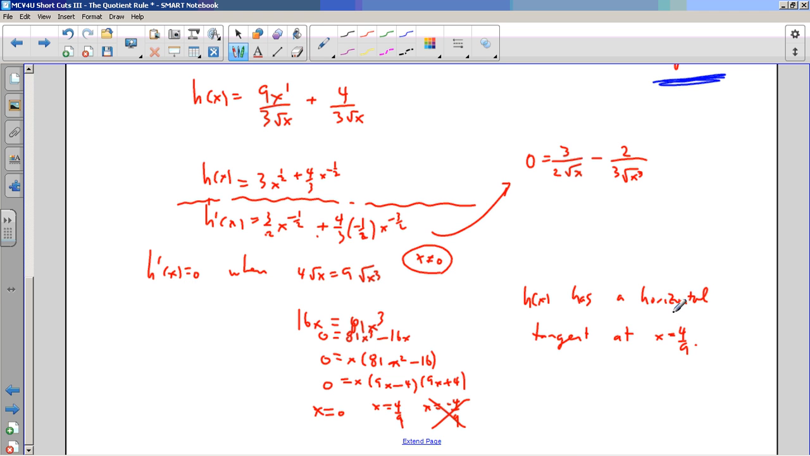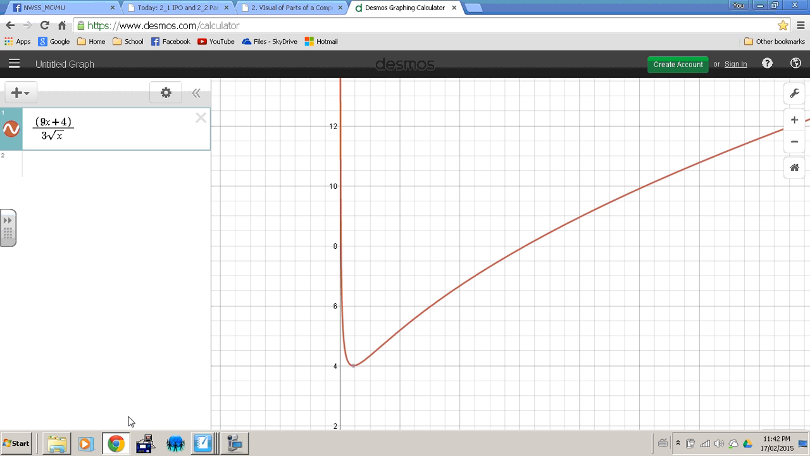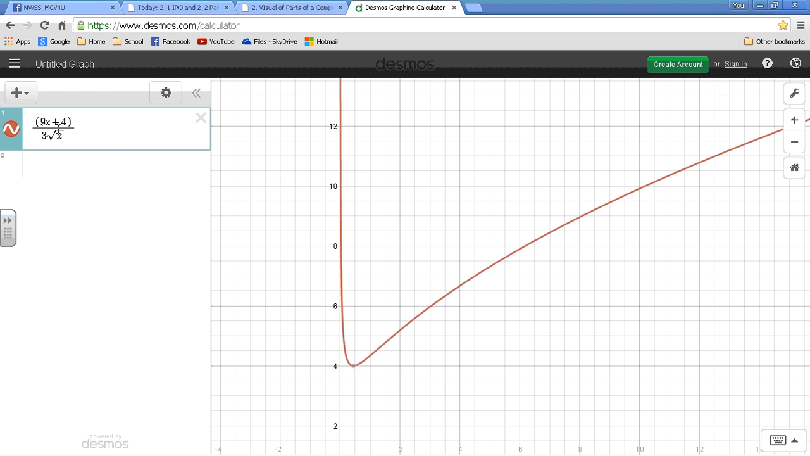And there's an example in the book that uses the quotient rule. Notice that the derivative itself was right there. I didn't need the quotient rule. This was pretty hard. The derivative was actually pretty easy. And I want to prove to you that I didn't goof up the arithmetic because I pounded that into Desmos, and look, there's the 4/9, and there's the minimum.